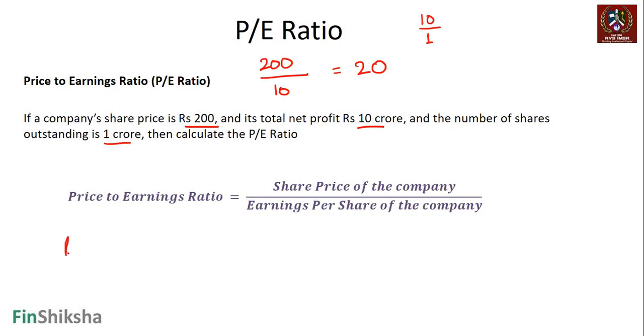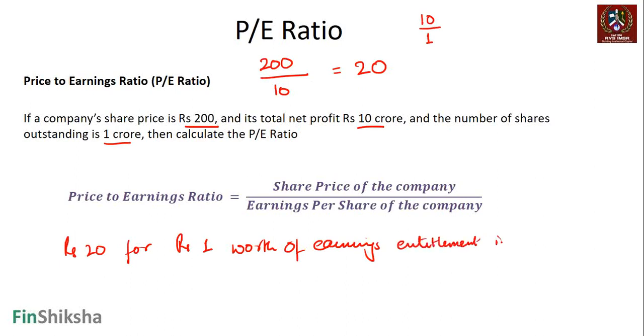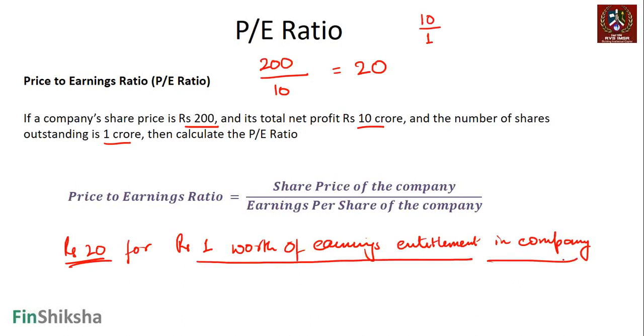It means you are willing to pay rupees 20 for rupees 1 worth of earnings in the company, or earnings entitlement in the company, right? Now, why would you pay 20 for one? It is because this one will keep coming every year as long as you hold the company's stock, right? So you're paying 20 rupees for earnings worth 1 rupee this year. Next year, that might be different. Basically, the PE ratio denotes the number of rupees you're willing to pay per rupee of earnings of the company, right?